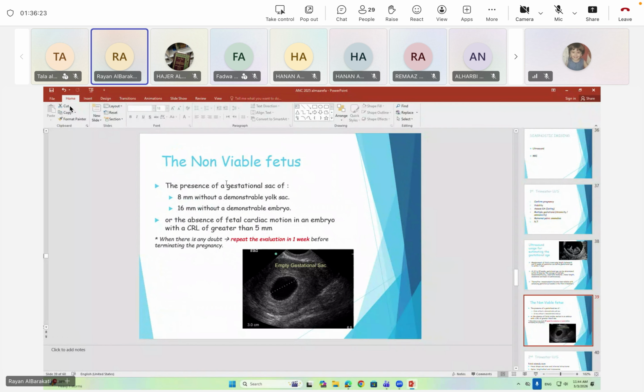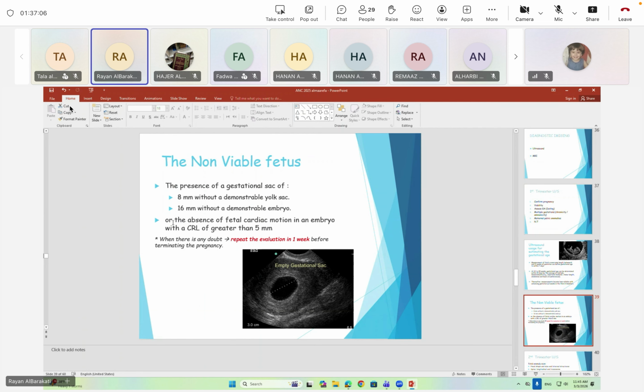Right. Viability. Here we have to determine viability. Of course, if you have a fetus without a pulsation, this is non-viable. But we have other cases like the blighted ovum or an empty gestational sac. If this sac is 8 millimeters without a demonstrable yolk sac, then this is considered a missed abortion or blighted ovum. If it is 16 millimeters without a demonstrable embryo, then also this is a sign. If you have a yolk sac but you don't have an embryo, then this is considered a blighted ovum or a miscarriage.